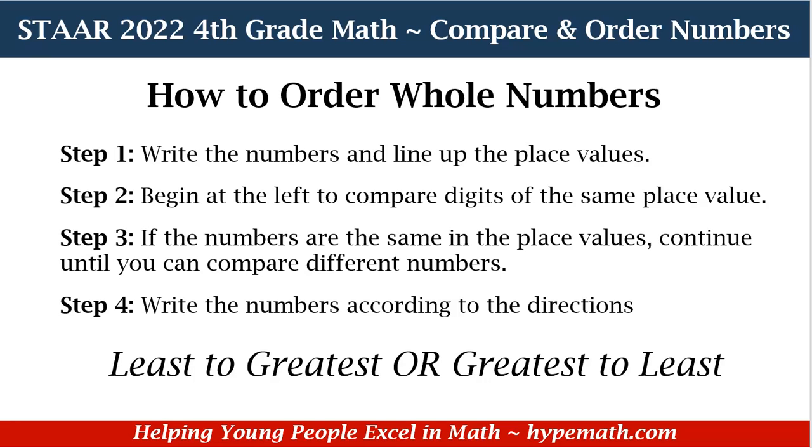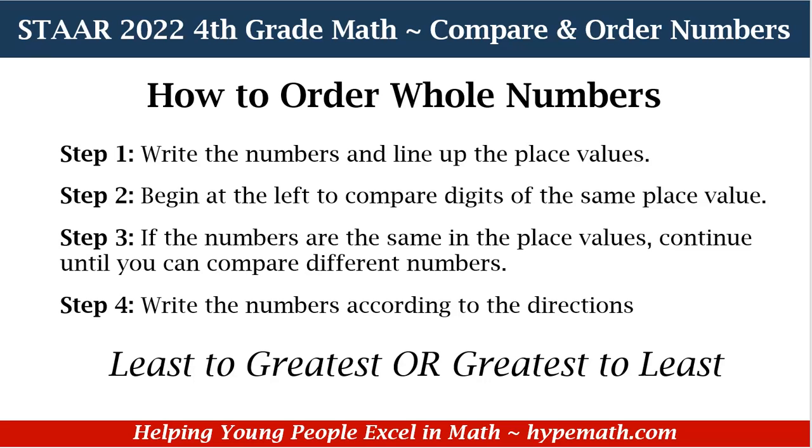So let's review how to order whole numbers. We did talk about it in part 1, but we want to go over it again just to make sure you have this concept solidified and a good foundation. Whenever we are ordering whole numbers, first, we need to write the numbers and line up the place values, especially with decimals. Make sure those decimals are lined up straight, 4th graders, so that when you are looking at the numbers you have them in the correct place value.